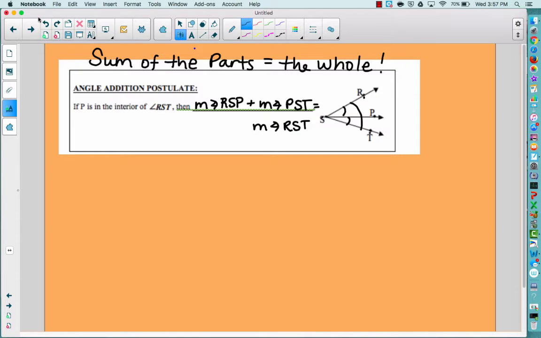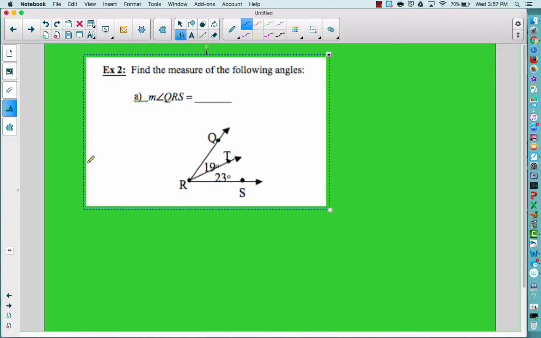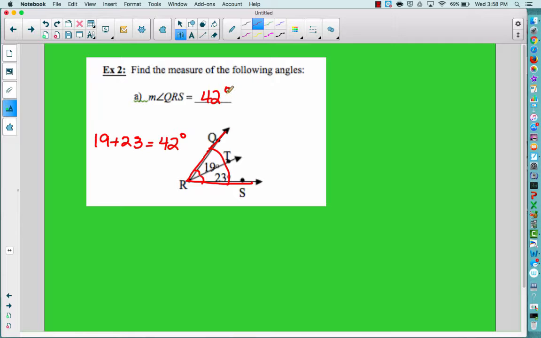All right, so how can we use this angle addition when the sum of the parts equals the whole? Let's look at this first example. It says find the measure of the following angles. It wants us to find the measure of QRS. QRS is this angle, that entire angle. Well, I know that this part of the angle is 19 degrees. This part is 23 degrees. So if I want to find the whole angle, I just add them. 19 plus 23 gives me 42. Okay, 42 degrees. All right, is that right? Yeah, 42 degrees. So that's the angle addition postulate.